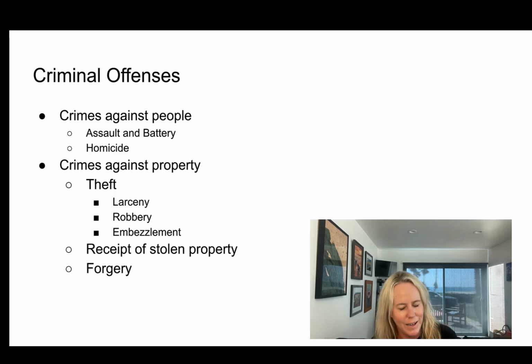That would be larceny. If, however, you take something that belongs to someone else by force, and with the intent of keeping it, that is going to be robbery. Robbery typically is by force.